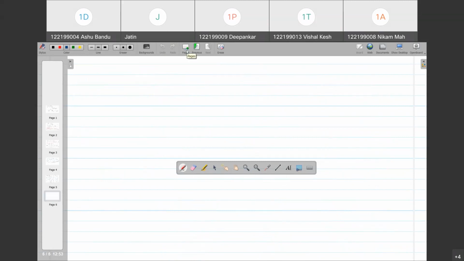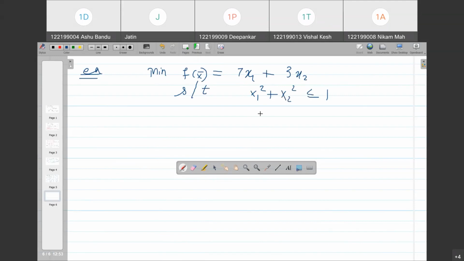So if you have minimizing f of x and gi's are less than or equal to 0, then you call it a CPP if f and gi's are all convex. And LPPs are always CPPs. Let's take an example. Suppose I want to minimize f of x bar equal to 7x1 plus 3x2, subject to x1 square plus x2 square less than or equal to 1, and x1 square less than or equal to x2.